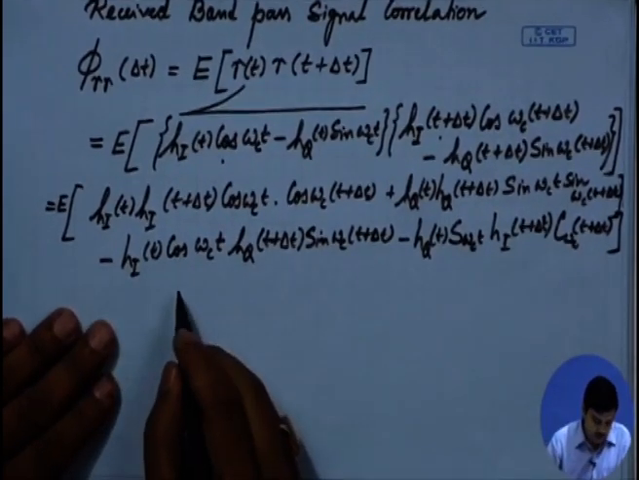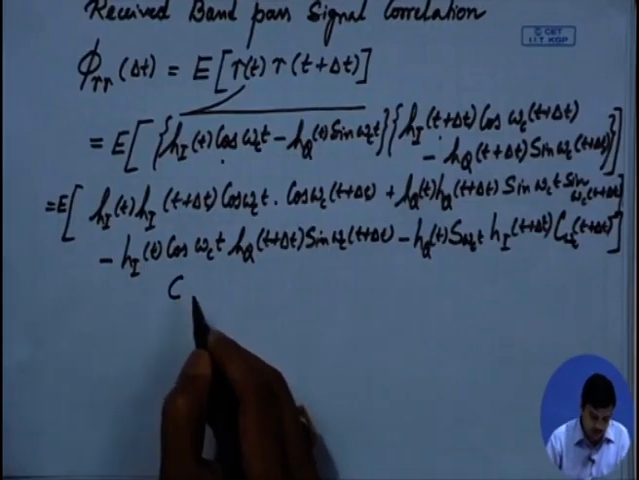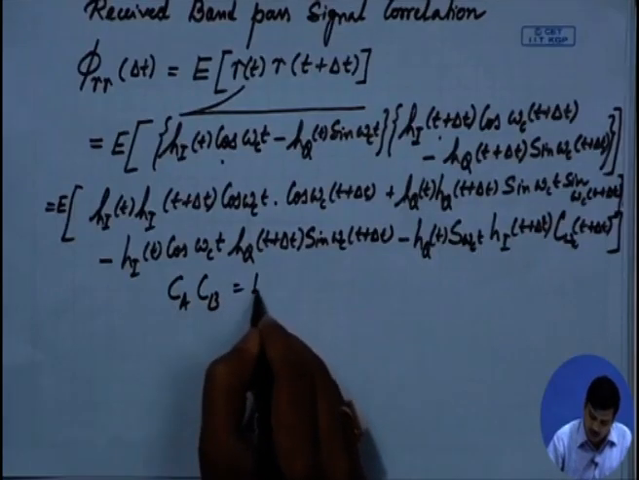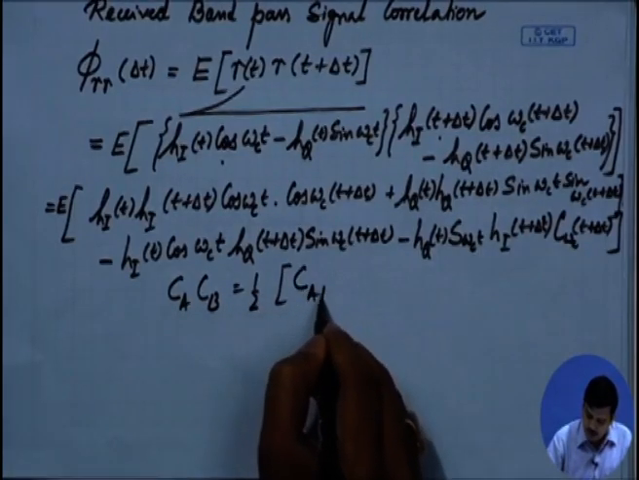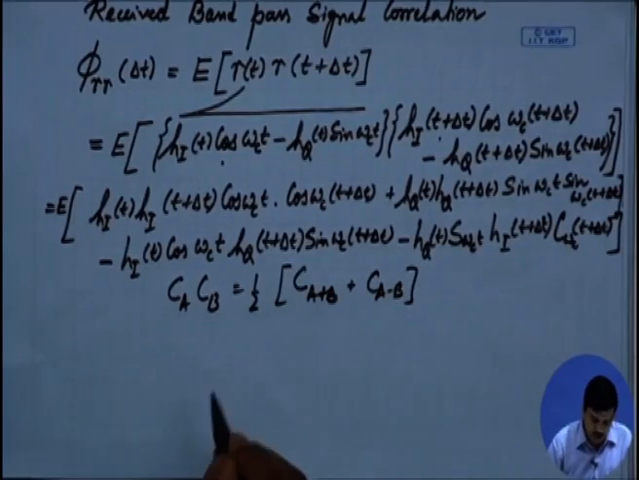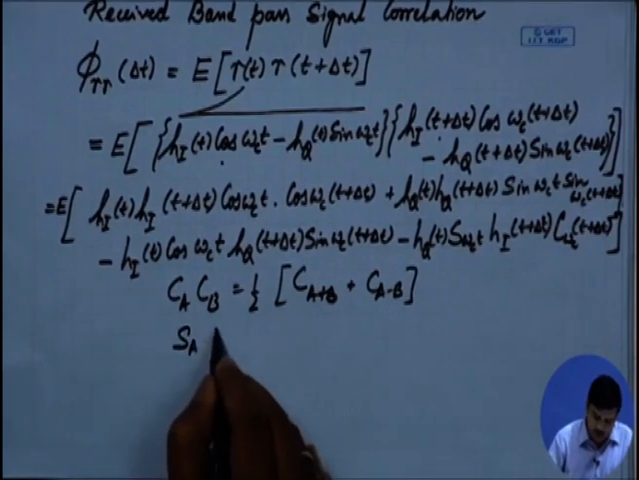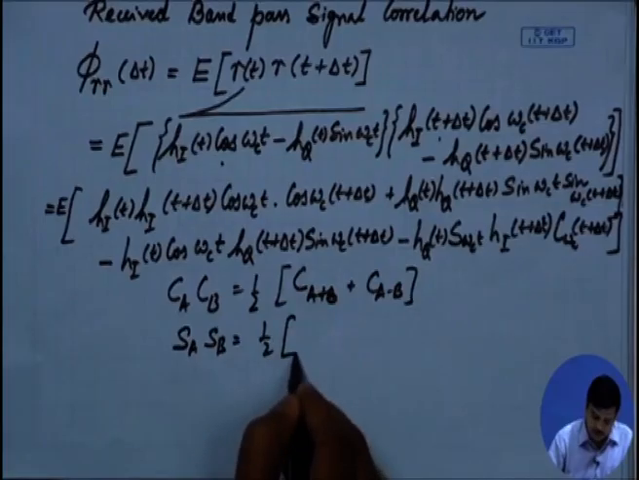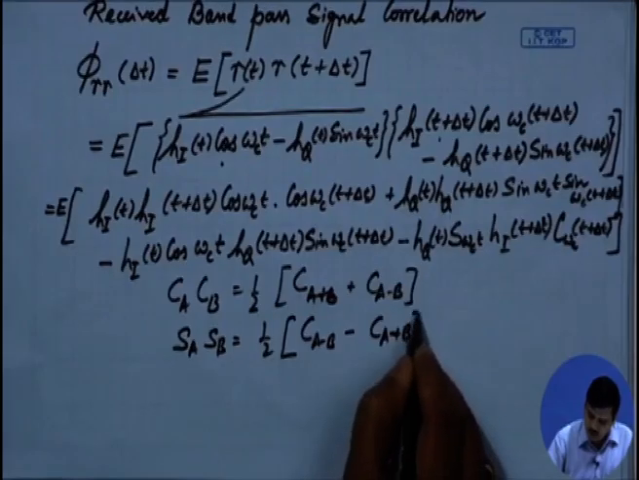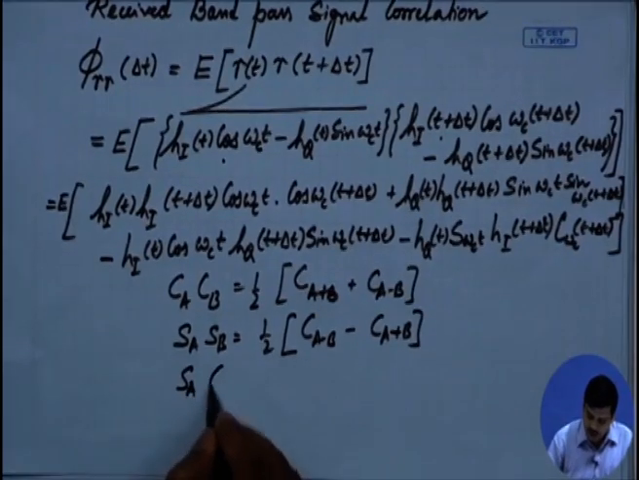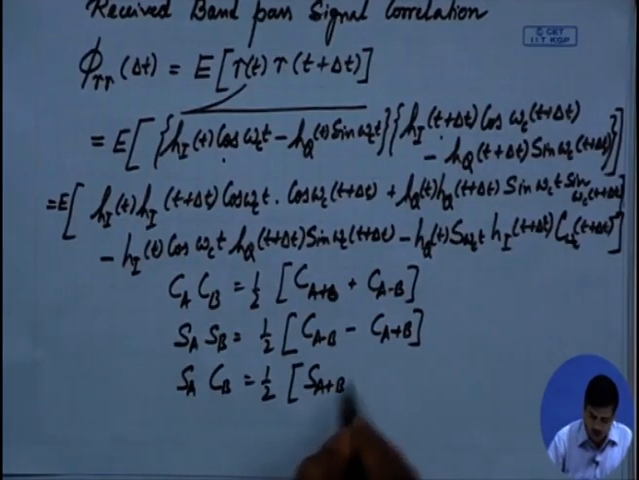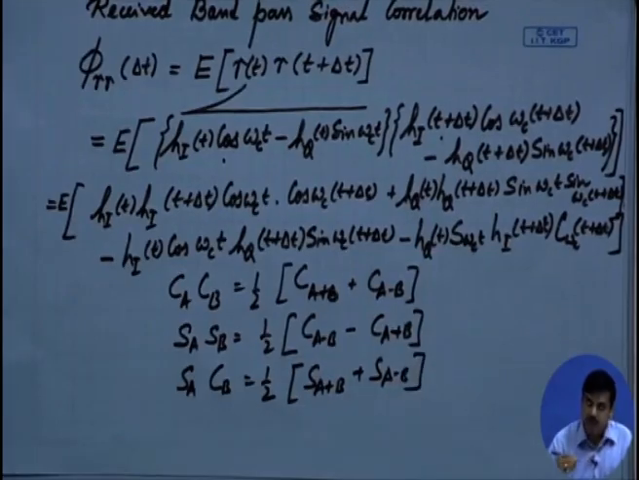So we need to use our laws of trigonometry. So we just summarize them. We have cos A times cos B, I am writing it in short, is equal to half of cos of A plus B plus cos of A minus B, and we have sin A sin B. We will use these results, cos of A minus B minus cos of A plus B, and we have sin A cos B is equal to half sin A plus B plus sin of A minus B.